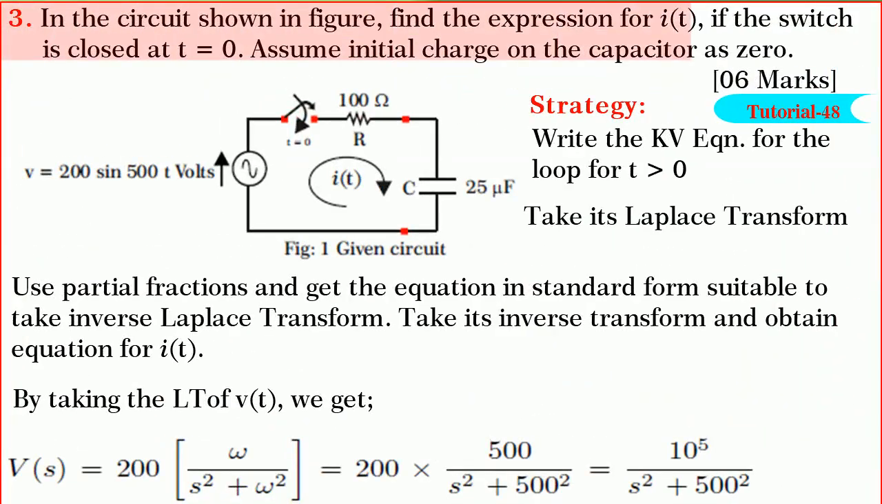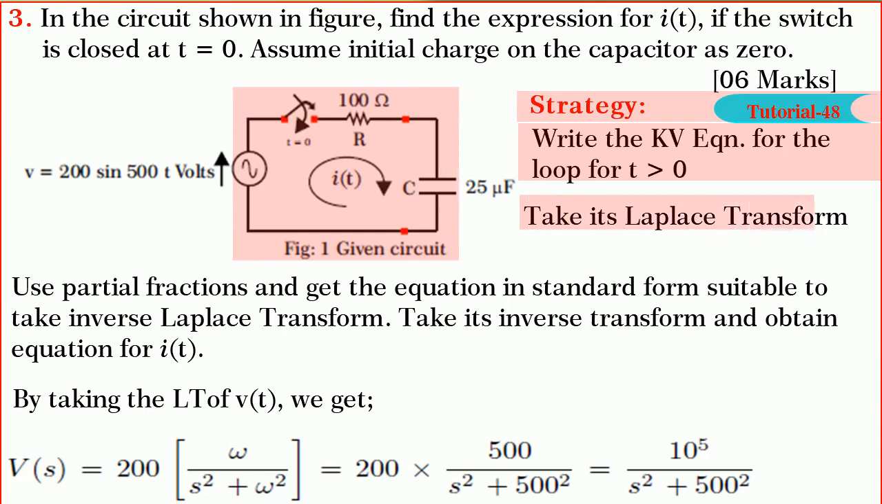Friends, next we shall solve the third question to find the expression for i of t after the switch is closed at t is equal to 0 in the circuit shown in figure. It is also given that the initial charge on the capacitor before switching is 0. The strategy will be: write the Kirchhoff's voltage equation for the circuit for t greater than 0, take its Laplace transform, then use the partial fraction expansions and get the equation in the standard form suitable to take the inverse Laplace transforms and obtain i of t.